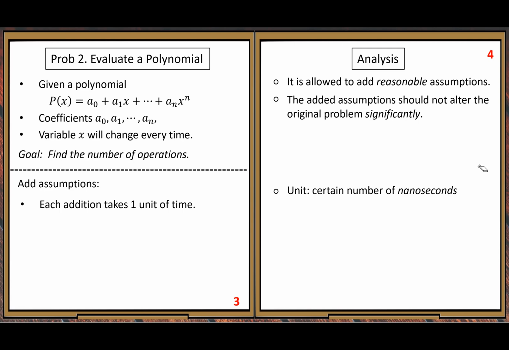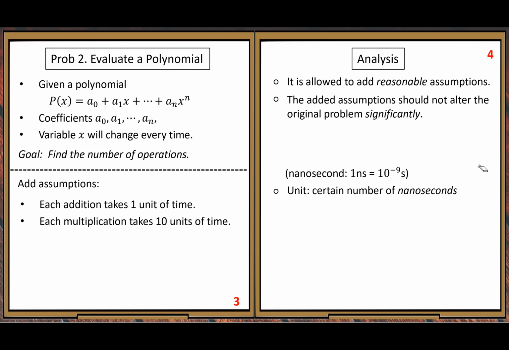You know nanoseconds? How fast? How big is a nanosecond? 1 nanosecond equals 10 to the negative 9th power of a second. Oh, 1 billionth of a second. That's 1 nanosecond. So that's how fast our addition could be.